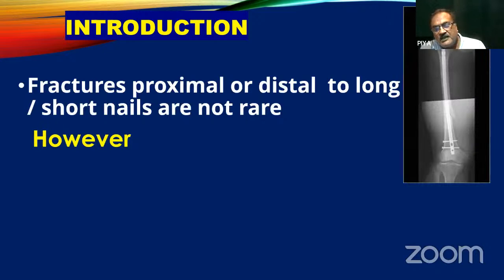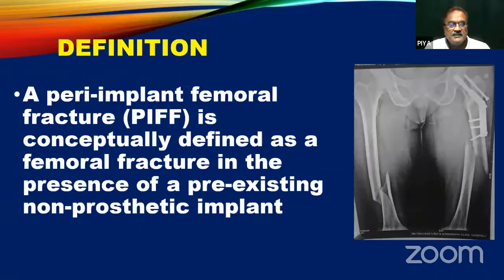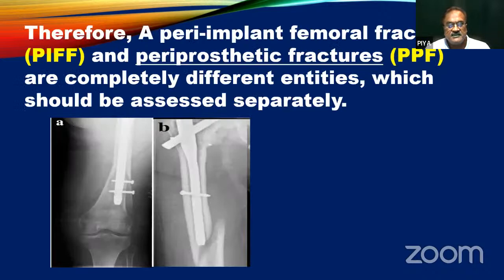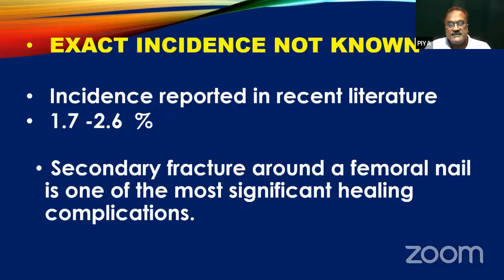So a fracture proximal or distal to long or short nails is not rare. However, there is a lack of literature on this subject, no treatment guideline, and few cases have been reported. A peri-implant femoral fracture is conceptually defined as a femoral fracture in the presence of a pre-existing non-prosthetic implant. Therefore, a peri-implant femoral fracture and a periprosthetic fracture are completely different entities which should be assessed separately. The exact incidence is not known. The incidence reported in recent literature is 1.7 to 2.6%.